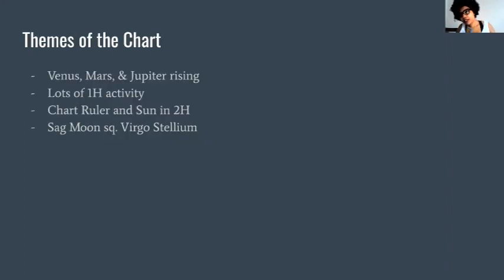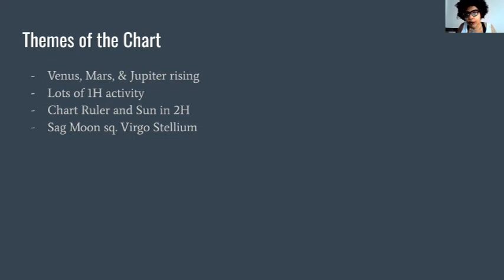Okay, so what are some of the things we noticed about that chart? We noted all of that first house activity with the Venus, Mars, and Jupiter rising. And that is a jam-packed first house, right? You might even call that a first house stellium in Virgo. I would call it that because there's just so much going on there.